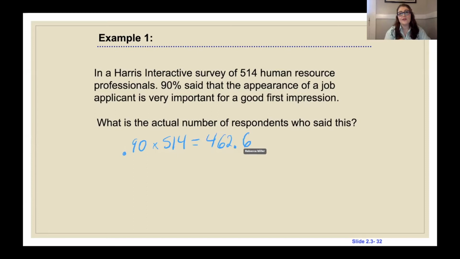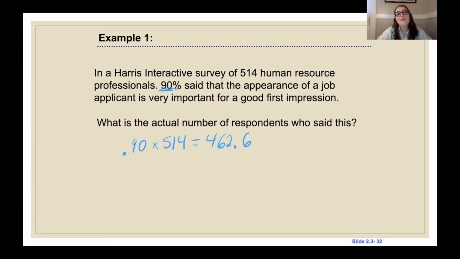462.6. So 462.6 people said that the appearance of a job applicant is very important. Here's the issue. You can't have 0.6 of a person, okay? How come we're getting it now? Well, it could have been a rounding error when they were rounding 90%. It might not have been exactly 90%.